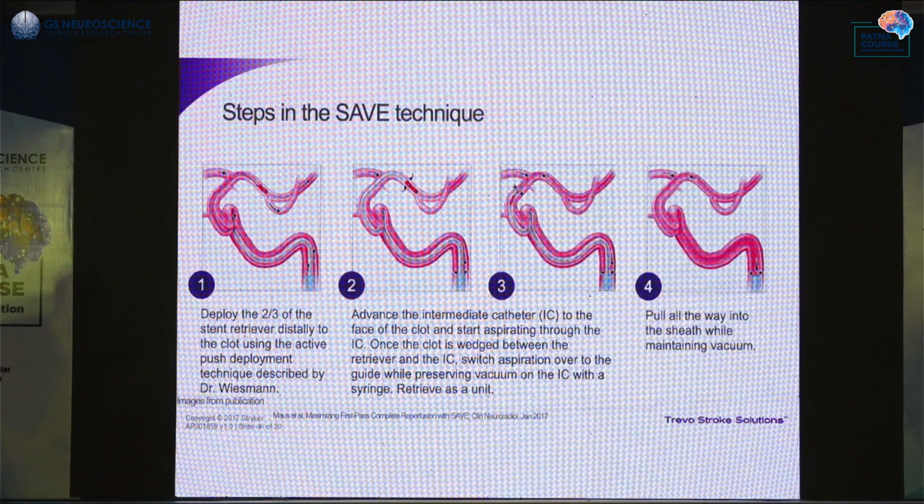In the SAVE technique, they first deploy the stent retriever, 2/3 of the stent retriever beyond the thrombus. Okay? Then advance the intermediate catheter over the wire till the base of the thrombus. Then start aspirating from the intermediate catheter till the blood is coming. Once blood stops coming, it means the aspiration catheter mouth is inside the thrombus. Then start aspirating from the long sheath, and as a whole unit, you suck it out. That is called the SAVE technique.